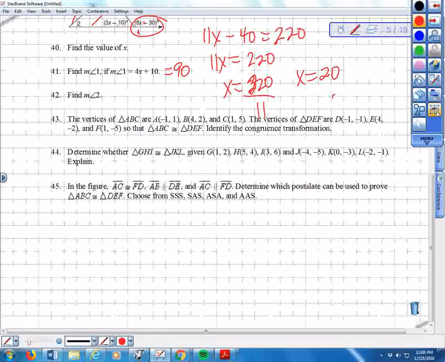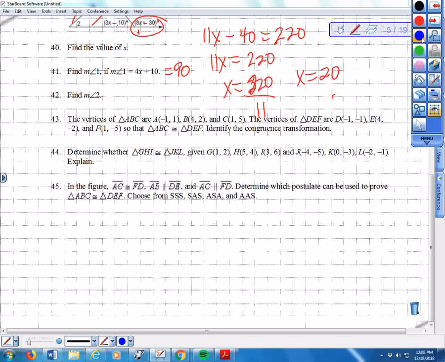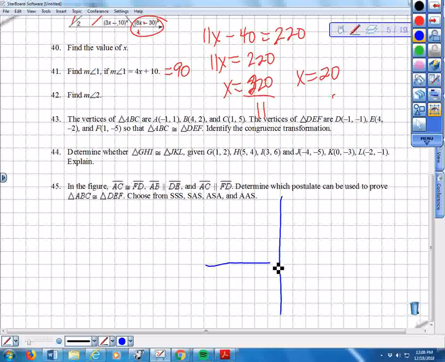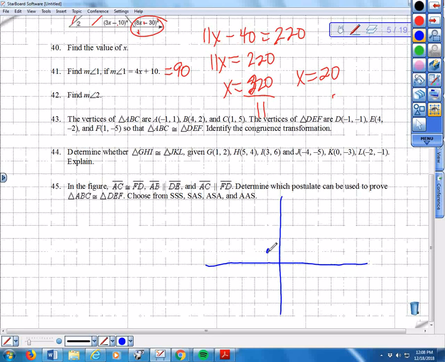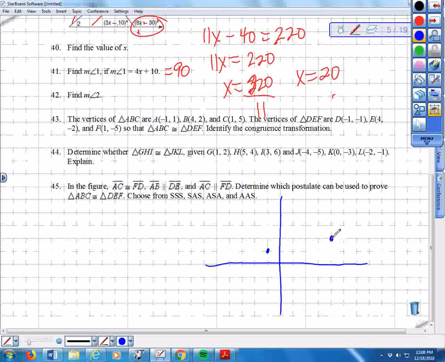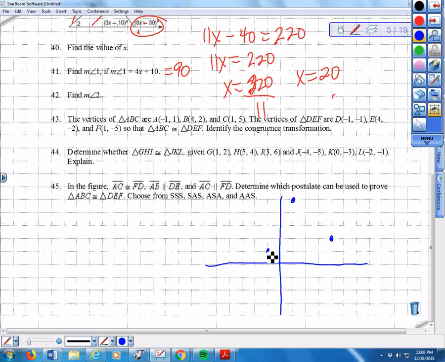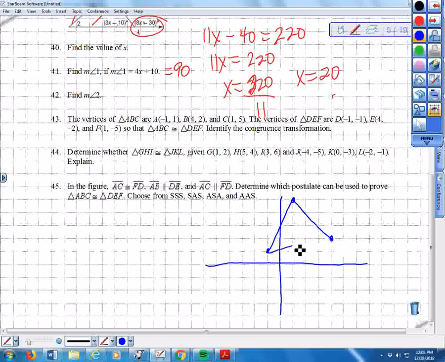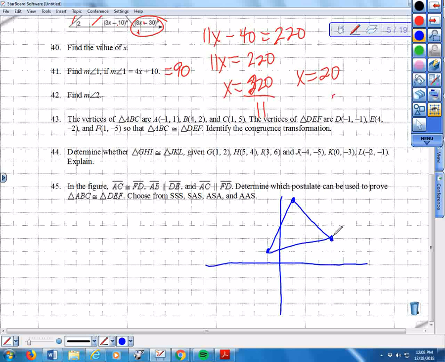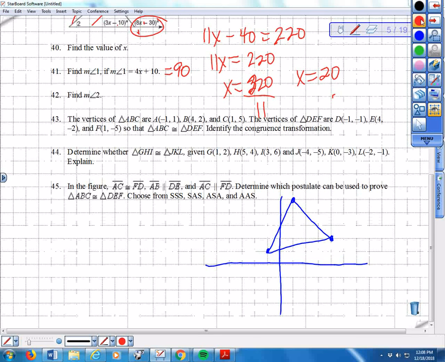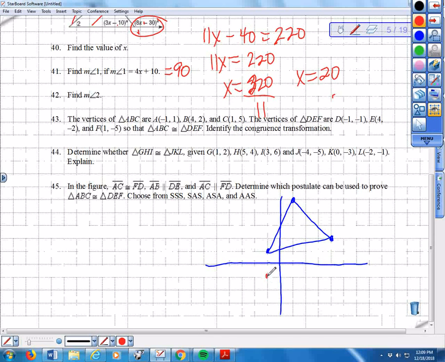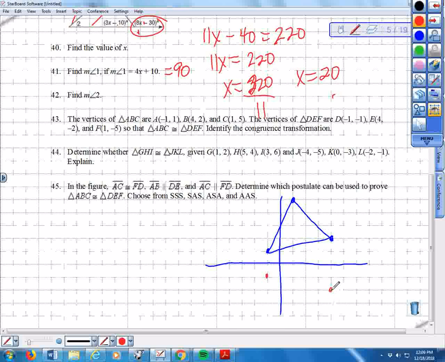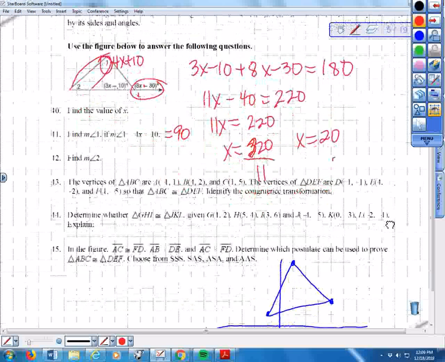What am I doing here? The vertices of ABC are (-1, 1), (4, 2), and (1, 5). The vertices of DEF are (-1, -1), (4, -2), and (1, -5). Can I go scroll up at all? Of course not.